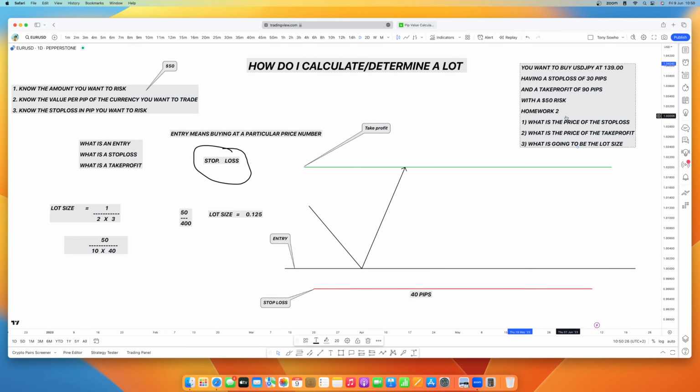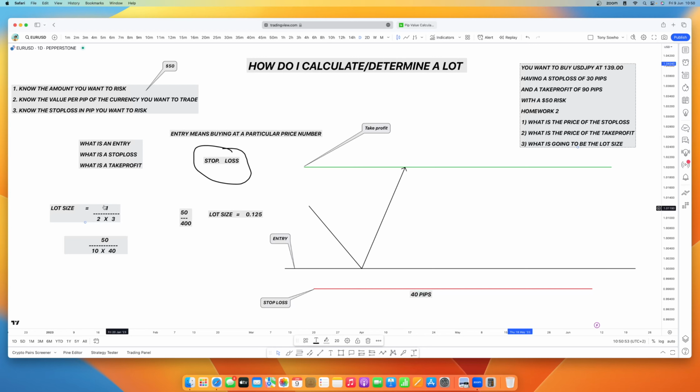What is the price of the stop loss? So you're going to do 30 pips below to get what the price is going to be below 139. And then since you are buying also, what is going to be the take profit at 90 pips? I want to see those 2, and then you do your lot size. Remember, the formula for lot size is 1 divided by 2 times 3. And I already told you what 1 is: know the amount you're risking.